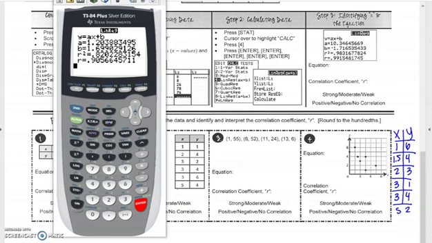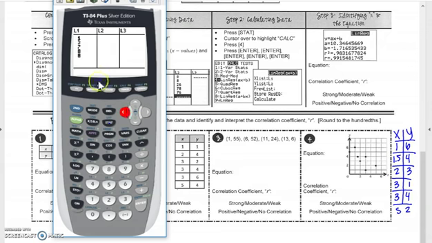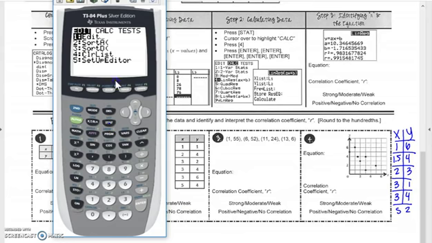So we hit stat edit. Remember, up, clear, down. Follow along with me. Don't just sit there. Up, clear, down, and then we just type this in. 1, 1.5, 2, 3, 3, 5. And then on my y side, I have 6, 4, 3, 1, 4, 2. Perfect. Okay, they line up. Looks good. Stat, over to calculate, option 4, all the way down to calculate.